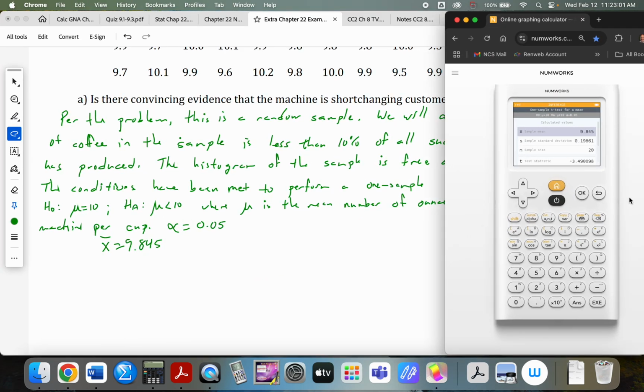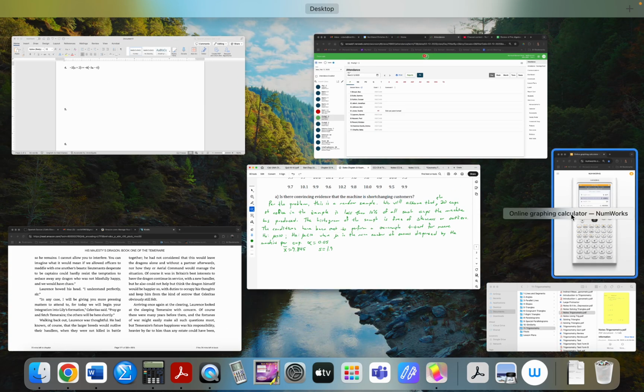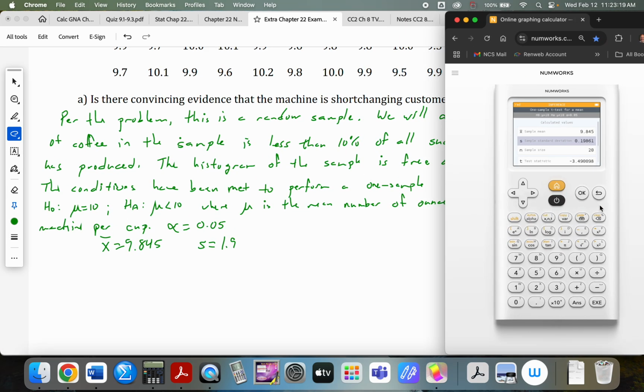So we need to report that. The standard deviation for our sample is 0.199. And when it's the standard deviation for our sample, it's just s equals, right? Yeah. Whereas standard deviation for the whole thing would just be SD. It would be sigma. Or sigma, yeah. 0.199, yeah.